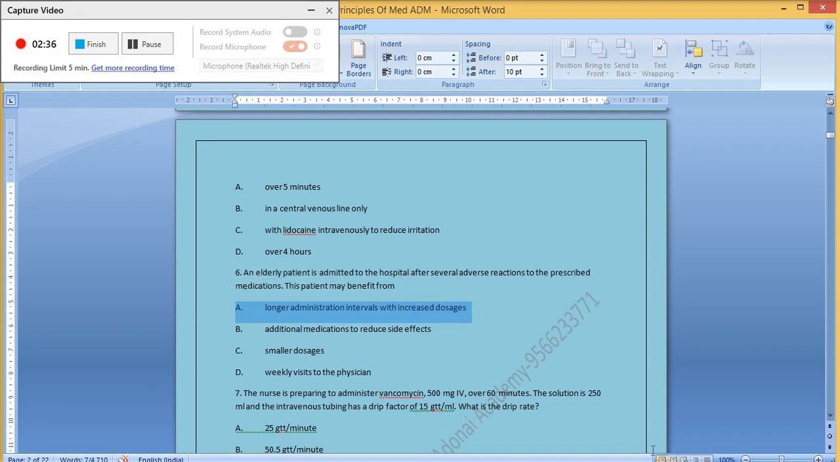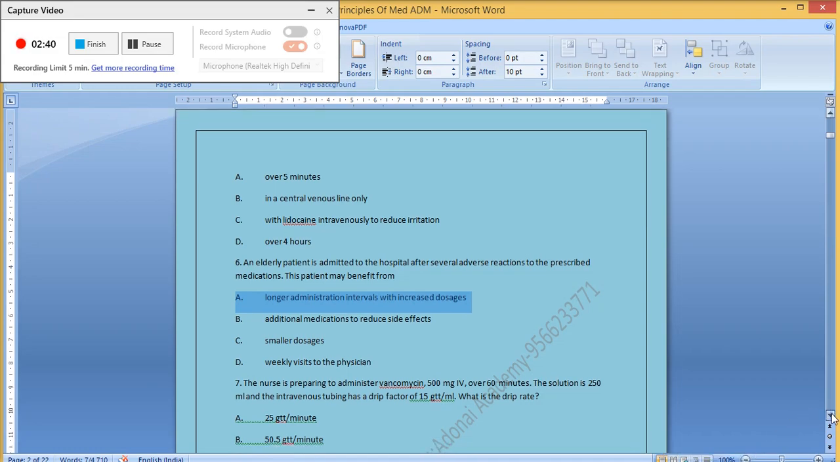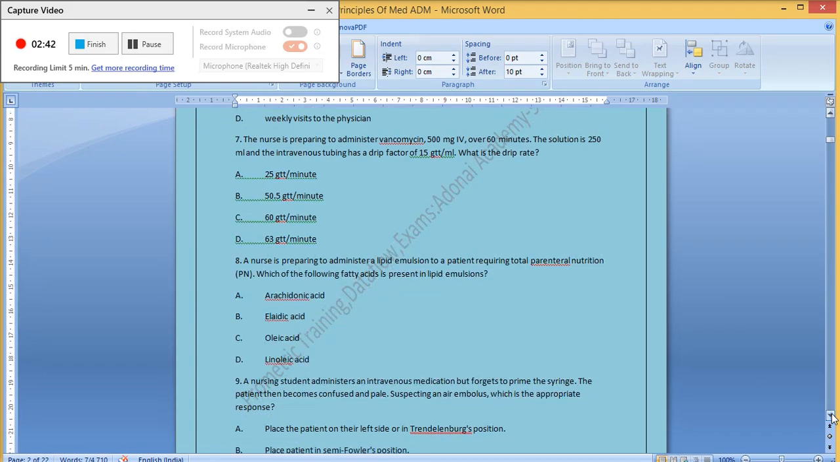The nurse is preparing to administer vancomycin 500 mg IV over 60 minutes. The solution is 250 ml and the intravenous tubing has a drip factor of 15 GTT per ml. What is the drip rate? A. 25 GTT per minute, B. 50.5 GTT per minute, C. 60 GTT per minute, D. 63 GTT per minute. The correct answer is D.